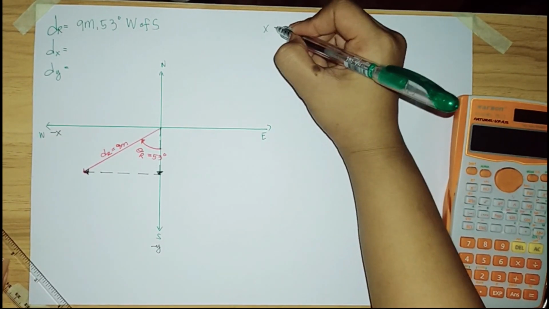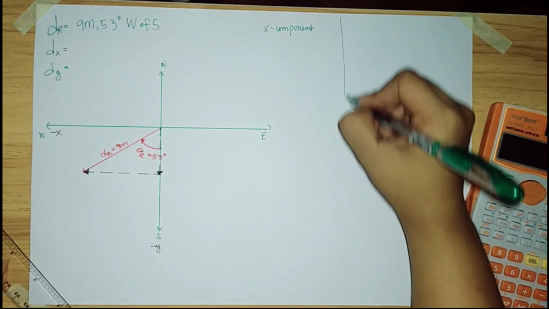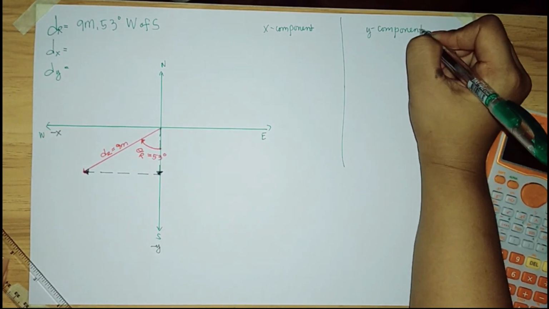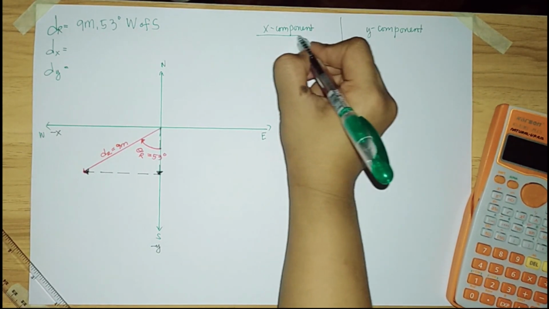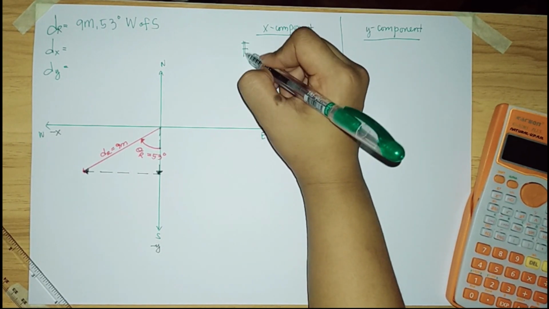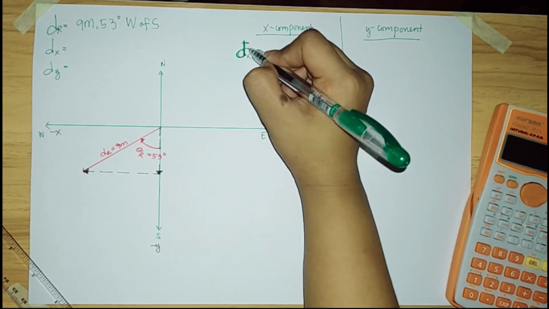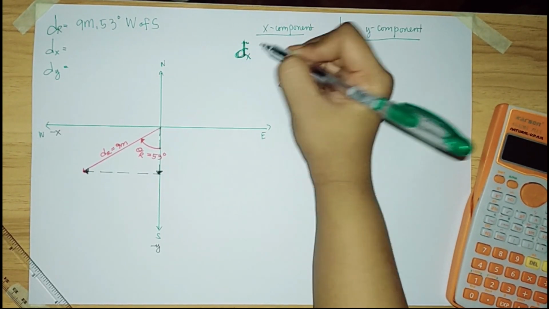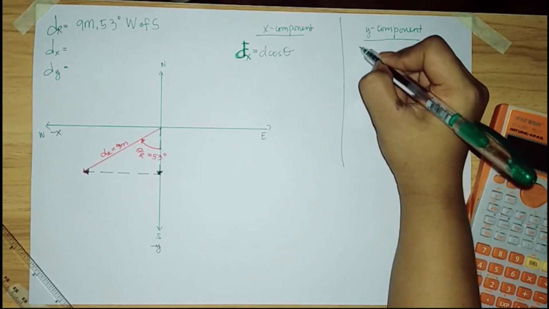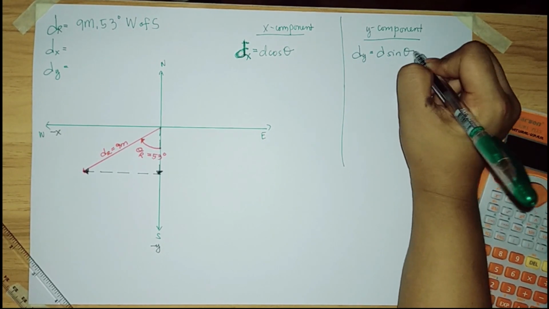So we have for the x component and for the y component. We can use d sub x because we're dealing with displacement. So d sub x is d cosine theta, and d sub y is d sine theta.